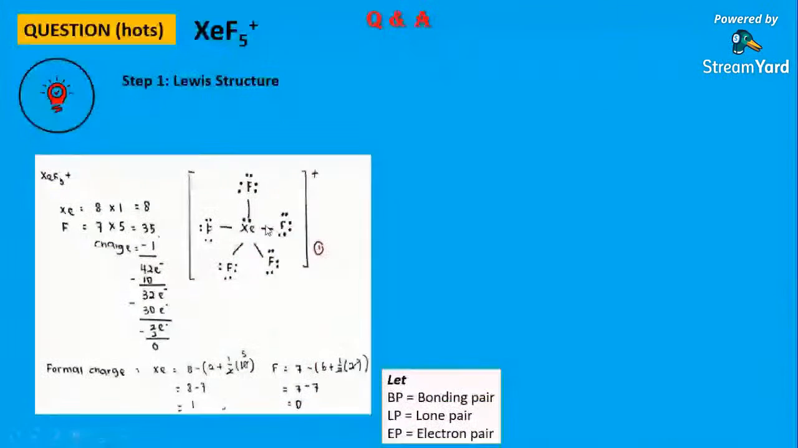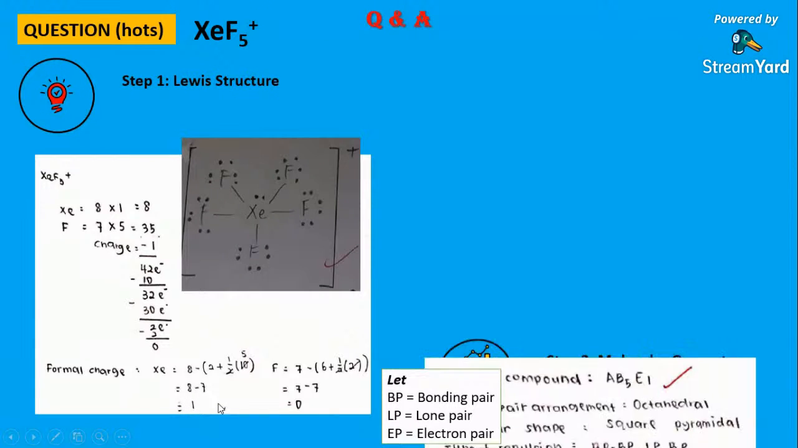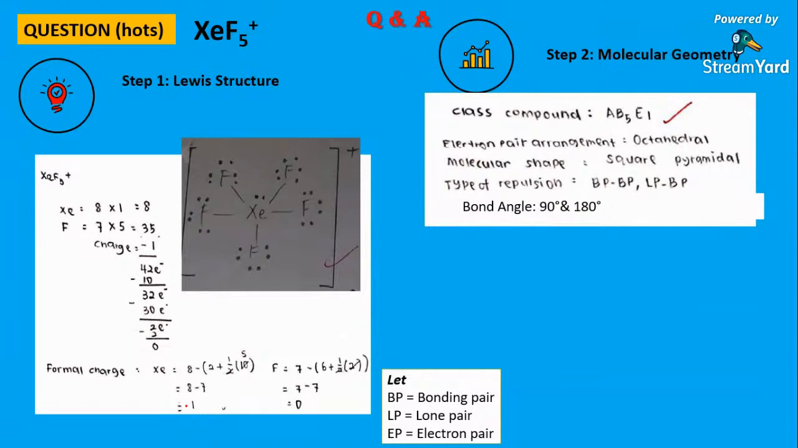When you draw the Lewis structure, don't join the bonding pair and the lone pair. Okay, you have to draw like this. The positive charge belongs to this one. And when you show the charge, you must write down the positive or negative sign. In this case, the formal charge must show positive.